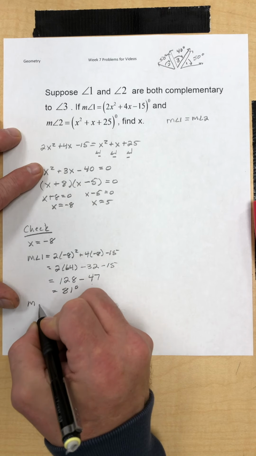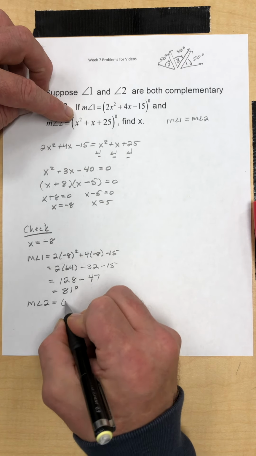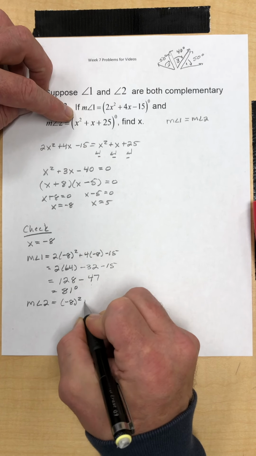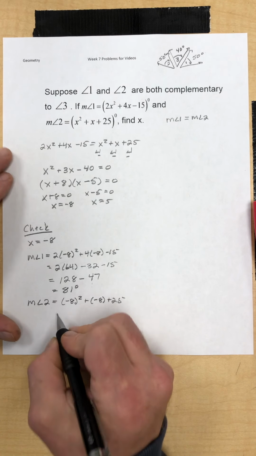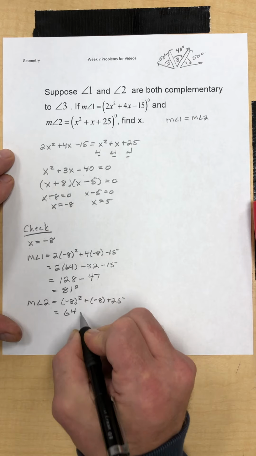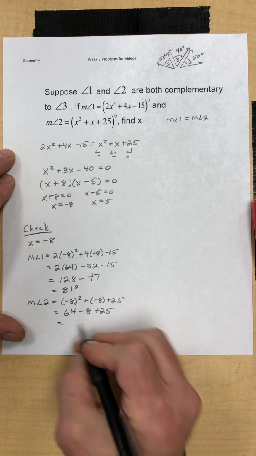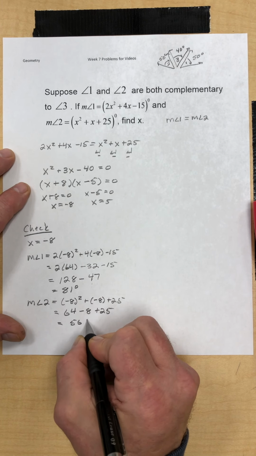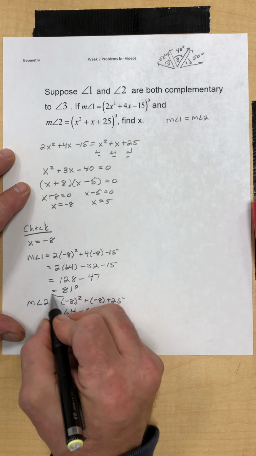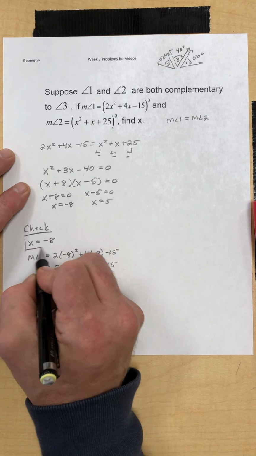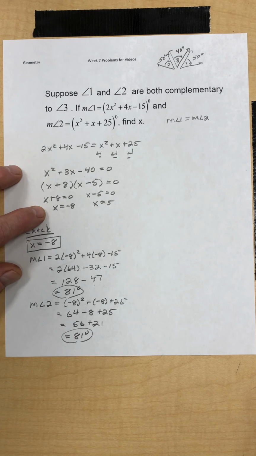So let's see if we get the same thing for the measure of angle 2. Angle 2 is negative 8 squared plus negative 8 plus 25. So this is going to be 64 minus 8 plus 25. 64 minus 8 would be 56, plus 25. That gives me 81 degrees. So notice, x equals negative 8 is one of our answers.